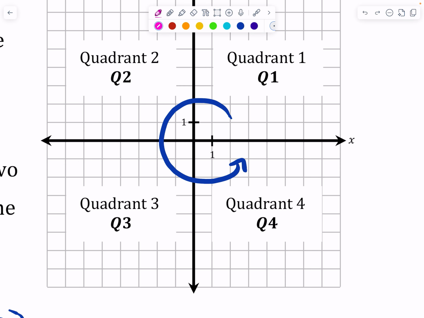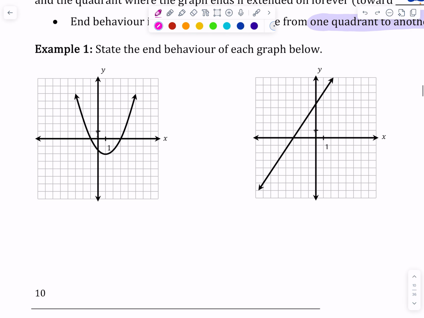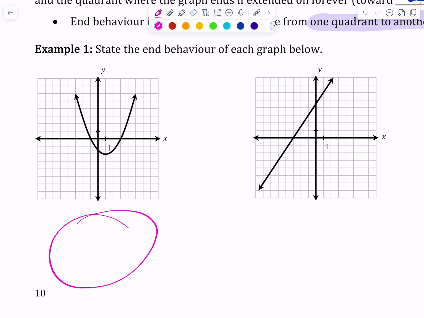Take a quick second, see if you can state what the end behavior is for these two graphs down here. Feel free to make a guess. There's lots of room here. Pause the video for a solid minute. And then after those 60 seconds are up, resume.